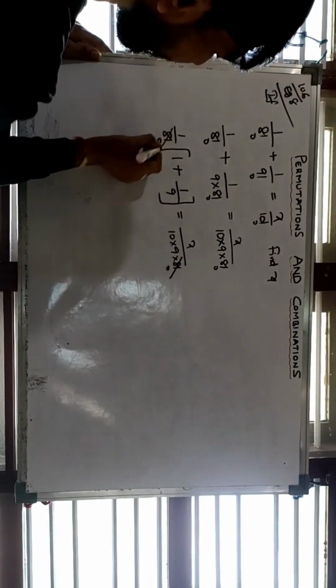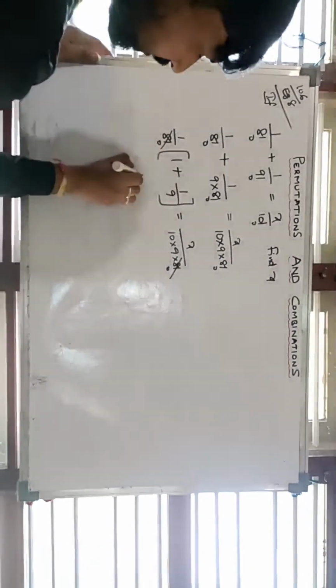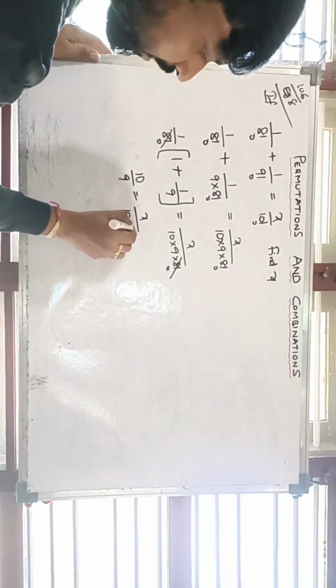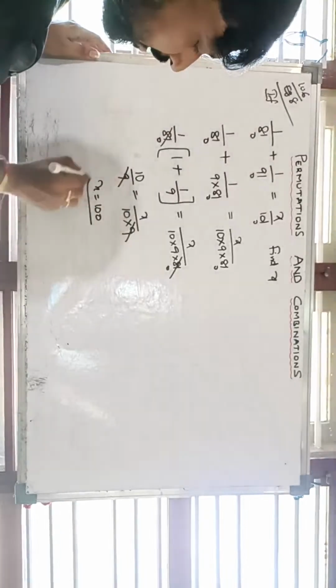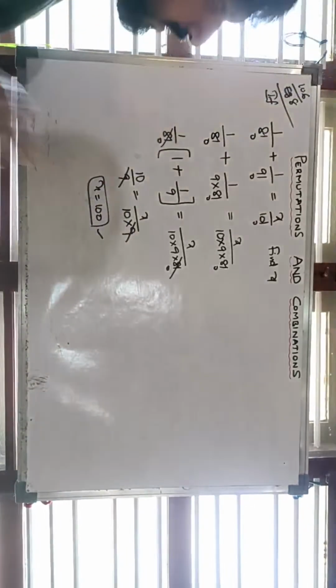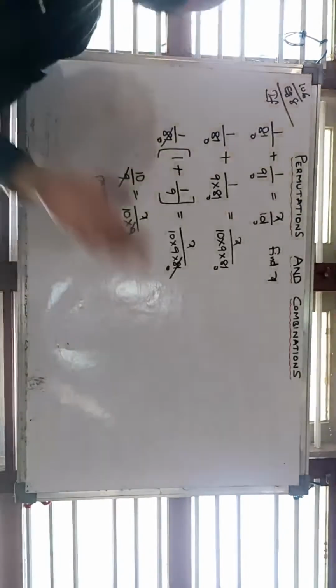8 factorial and 8 factorial get cancelled. So 9 ones are 9, plus 1, it is nothing but 10 by 9 is equal to x by 10 into 9. 9 and 9 get cancelled, then x is equal to 100. 100 is your answer, friends. So it is very easy to simplify this kind of questions by using factorial notations.